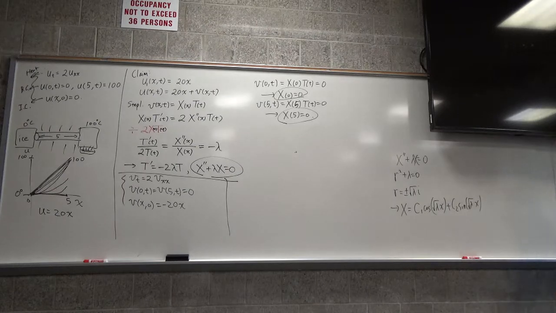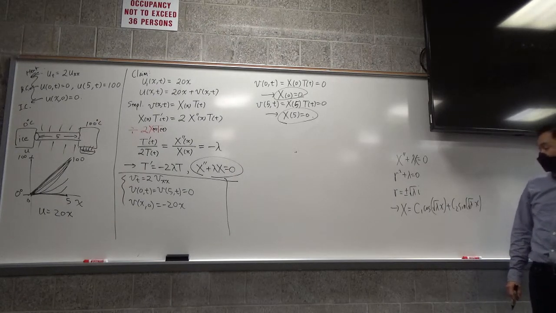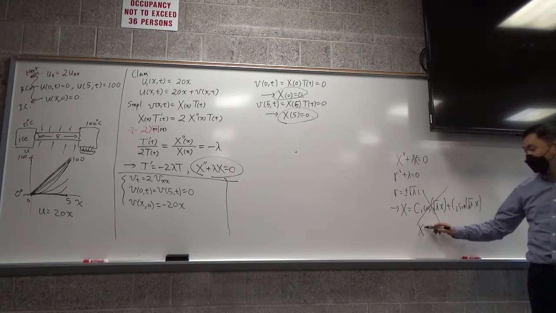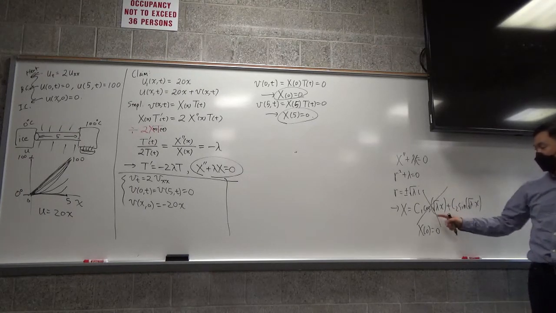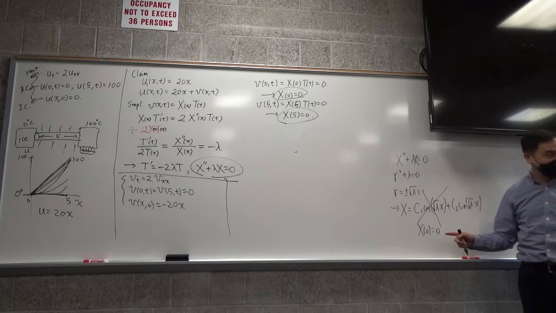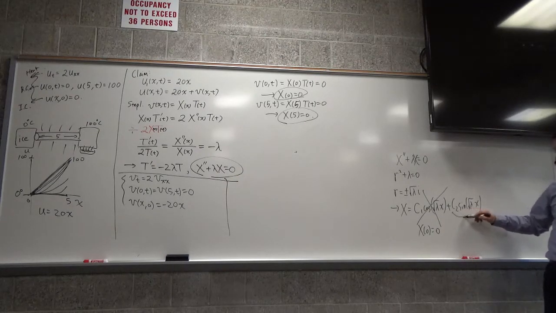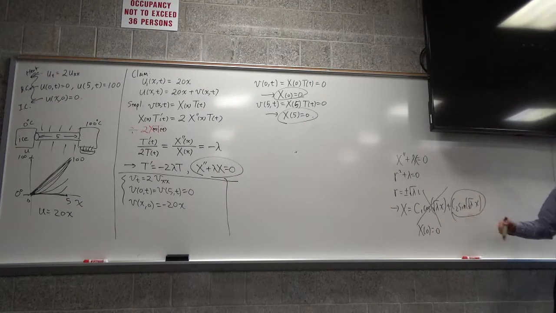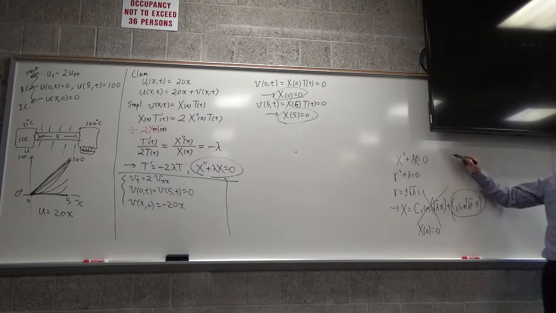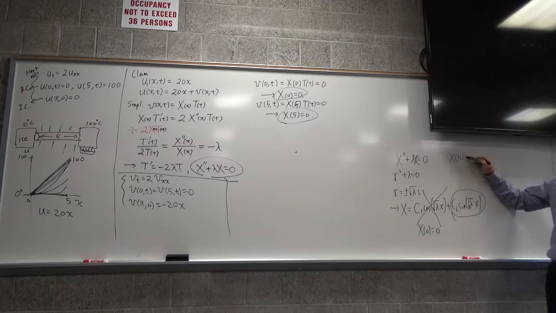And then if you apply the condition that x of 0 is 0, this has to be 0, right? For this to be 0, this c1 better be 0. If c1 is non-zero, there's no way you can get x of 0 is 0. So you know firsthand it must be this one. And then for this to be non-trivial and still satisfy x of 5 equals 0.